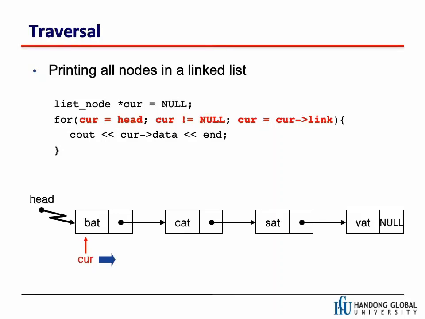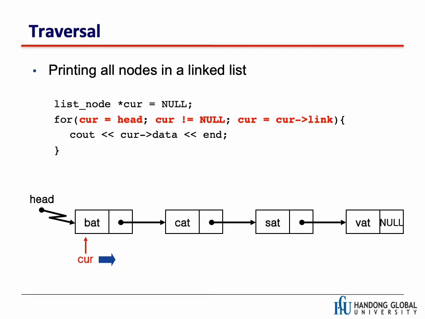Okay, so let's try some functions here. We want to print all the nodes in the linked list. That's what we want here. So let's assume that we want to implement the print function in the previous slide class. Then we declare one list node pointer, cur, which basically means a current pointer.